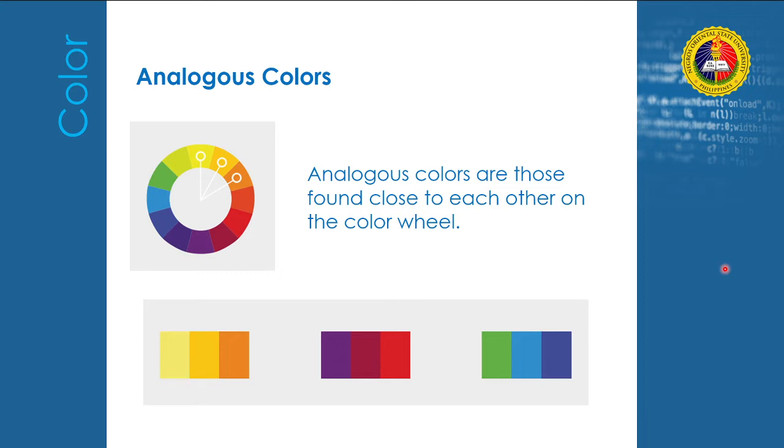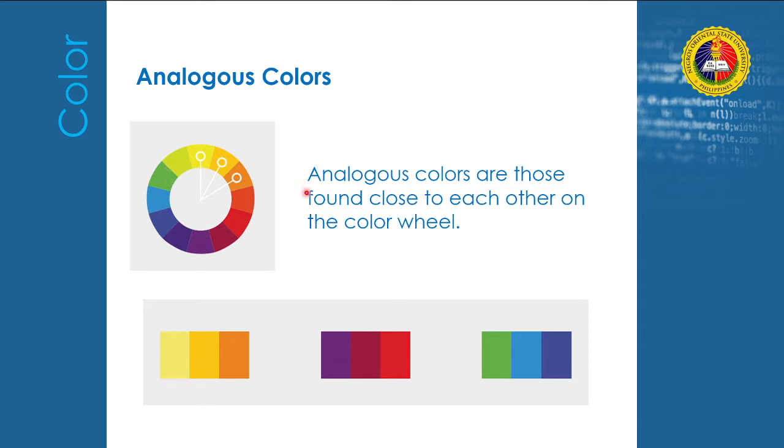So for example, here, yellow. What are those colors of yellow? When you say analogous colors, these are the colors that are next to that color. So for yellow, the analogous colors would be yellow, orange, and orange. Or it could be yellow, green, and green. That is analogous colors. So analogous colors can be found close to each other on the color wheel.